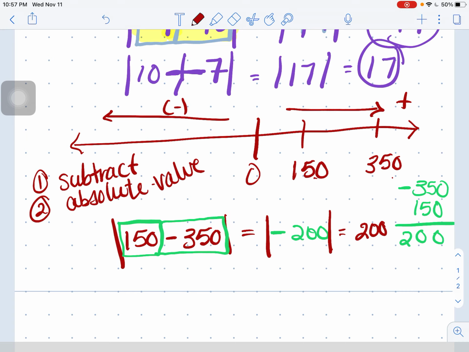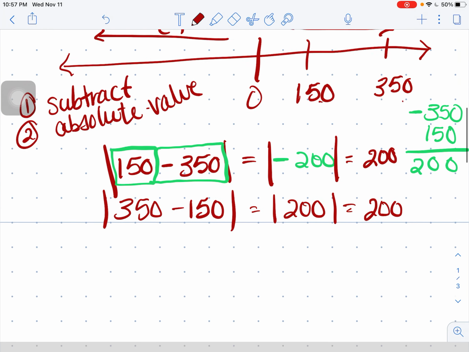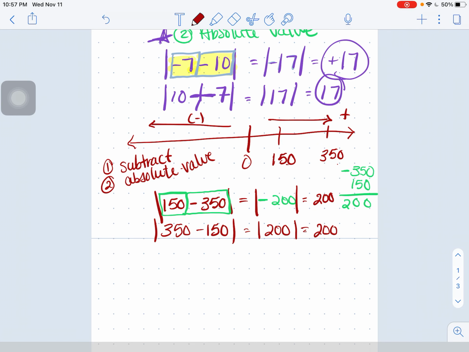Okay, and just to show you guys it doesn't matter, I'll start with the 350 minus the 150. 350 minus 150 is in fact 200. Absolute value of 200 is still 200. I'll show you a negative negative, that way you can see that. Same number line. Notice I'm not making tick marks. We don't actually need tick marks on a number line to know what to do with it.